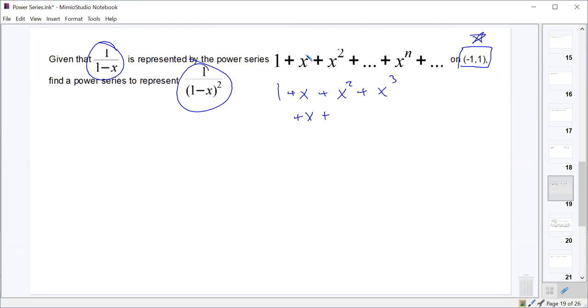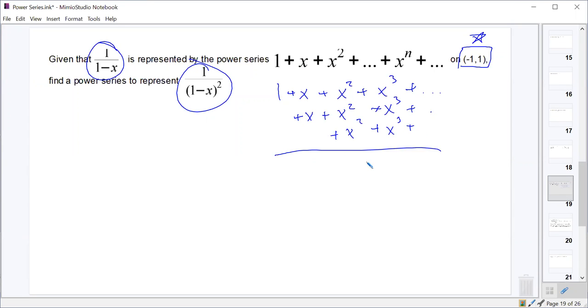And then we'd have the x times the x, which would give us an x squared. And then we'd have the x times the x squared, which would give us an x cubed, and so on. And then the next one, when we multiplied the x squared through everything, the x squared would get multiplied by the 1 to give us an x squared and an x cubed, and so on.